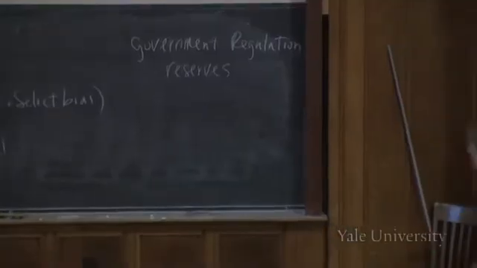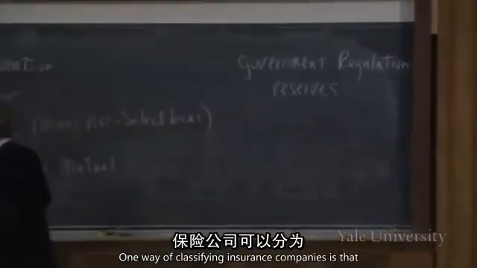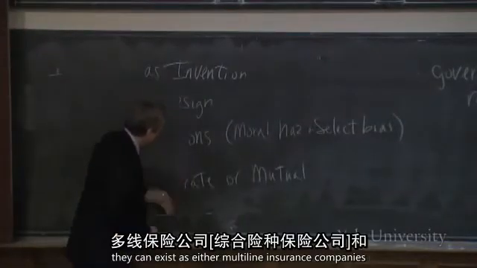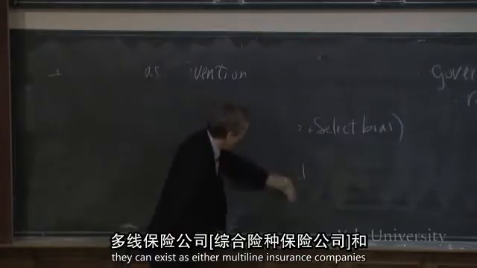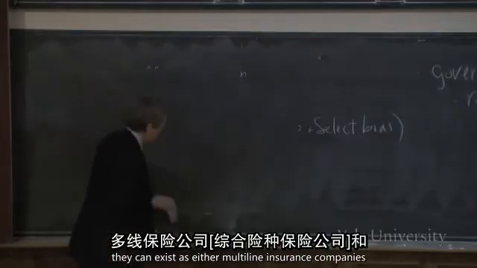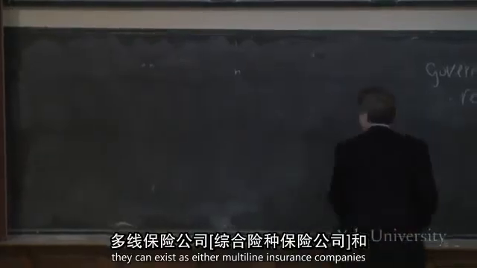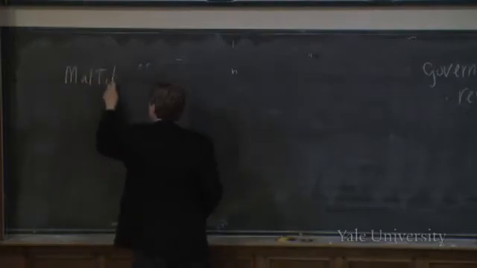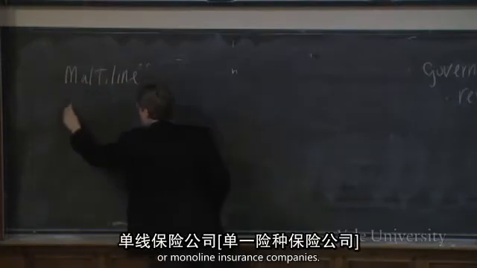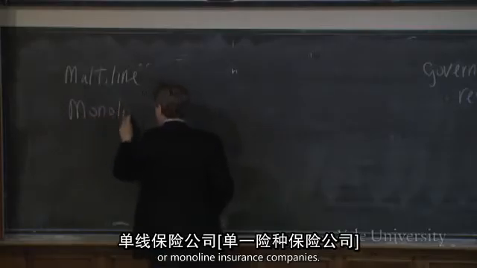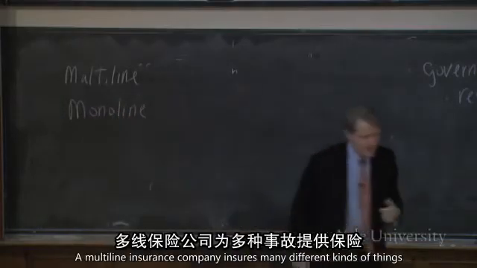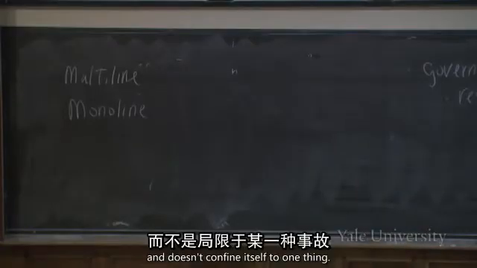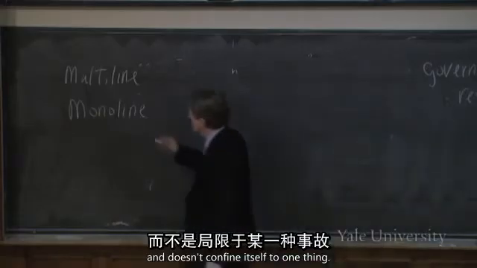So, one way of classifying insurance companies is that they can exist as either multi-line insurance companies or monoline insurance companies. A multi-line insurance company insures many different kinds of things and doesn't confine itself to one thing.